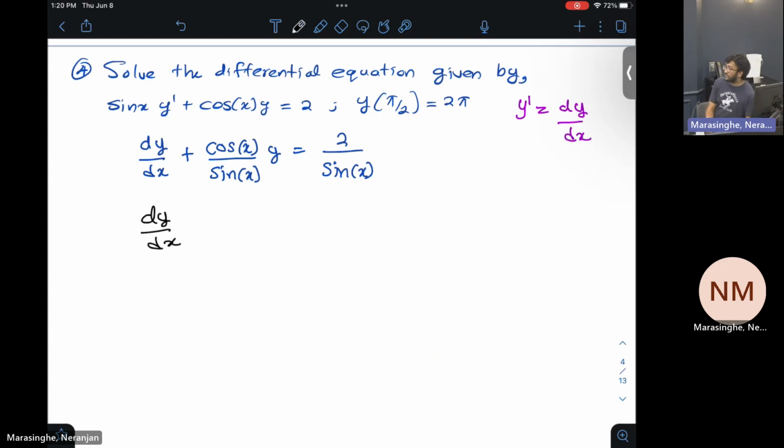Cosine divided by sine, that is cotangent, right? So dy/dx plus cotangent of x times y is equal to 2 times 1 divided by sine, which is cosecant of x. Then try to find the integrating factor and continue.